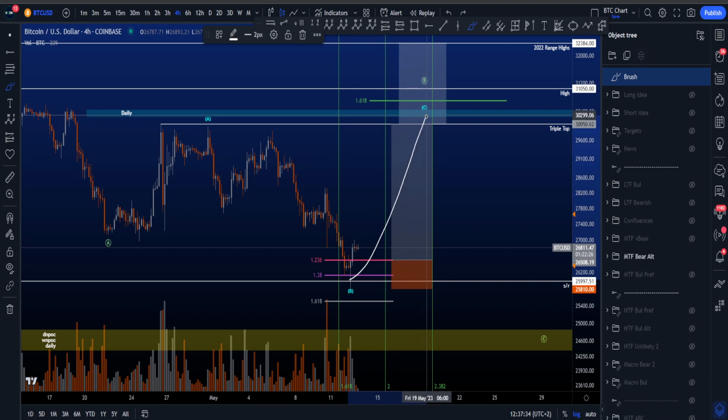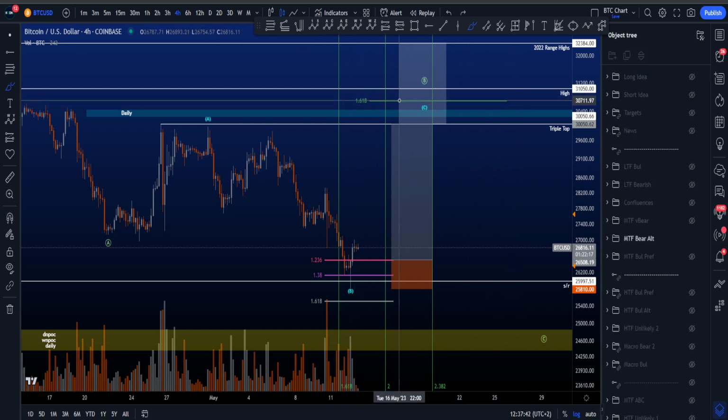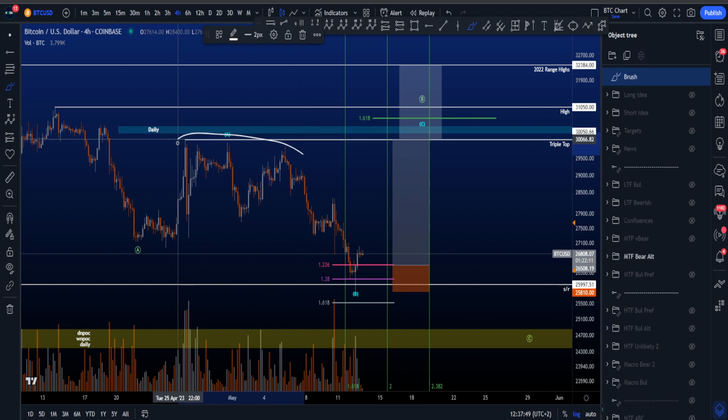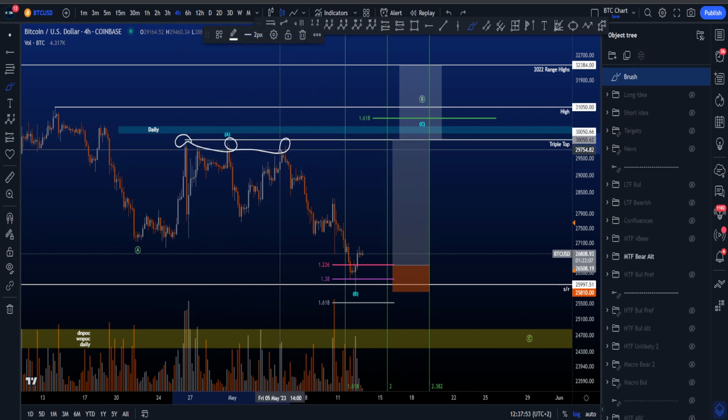with then over here a three-wave structure in A, three waves in B, and now you expect an impulsive structure in a wave C to the upside to then finish wave B, where an important target area for this wave C to the upside is the green 1.618 that you see over here, which is sitting at 30.7K. However, what is even more important to me actually is the triple top that we have at 30K. We have one high, two highs, we have three highs over here.